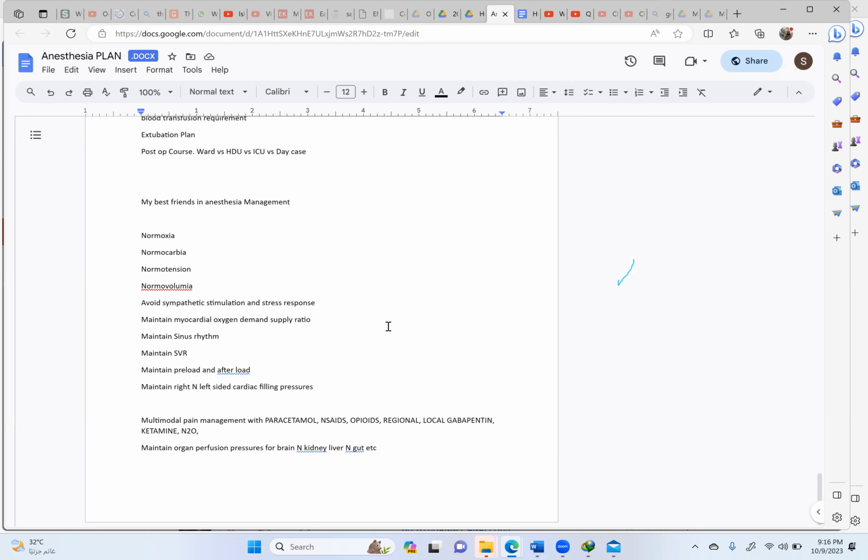And there will be no hypoxia, there will be no CVA, but there will be acute renal shutdown if you don't maintain the renal perfusion. That's why it's of utmost importance to take care of kidneys. Okay, so the same answer you can use in your mitral stenosis or mitral regurgitation: you have to maintain the sinus rhythm, you have to maintain the SVR, you have to maintain the preload and afterload.